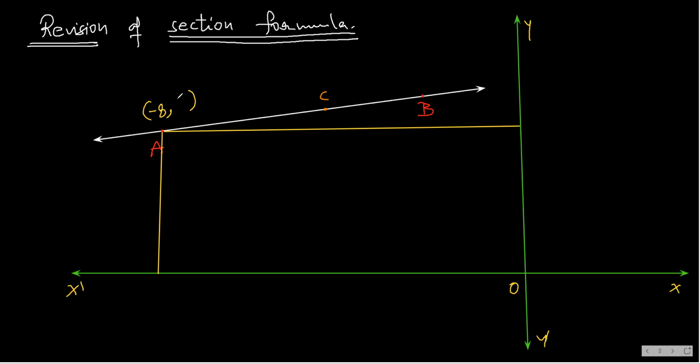Okay, say it is 4. Same way, B will have x and y, C will have x and y. So what I'm trying to say is, when you are learning the section formula in this 2D system, it's going to be very much similar to what you will learn in 3D. So this revision is very important.